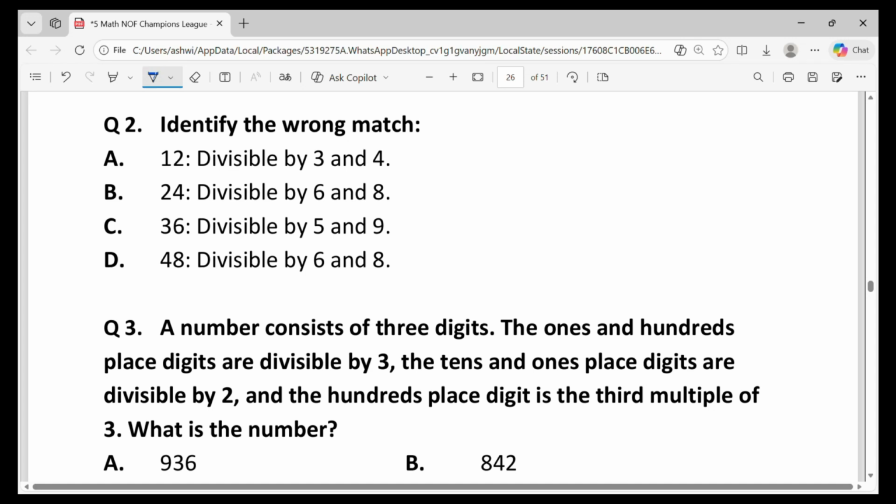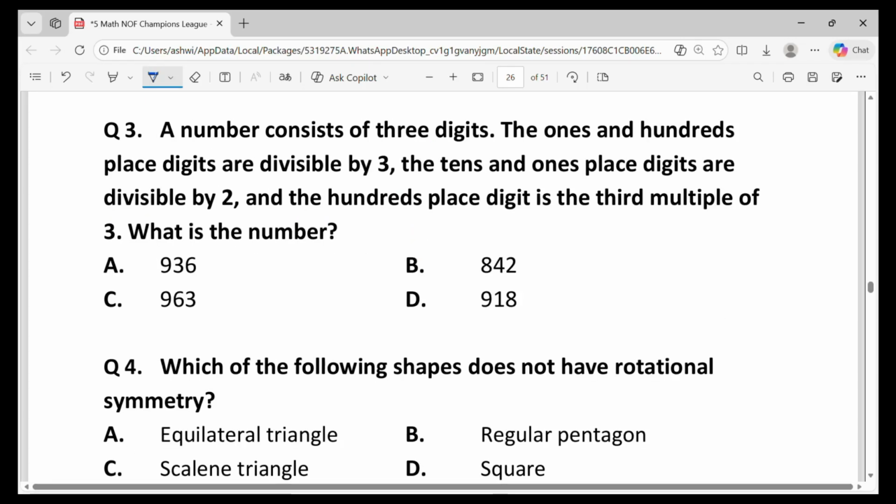Question 2. Checking all the options. A. 12 is divisible by 4 and 3. True. 24 is divisible by 6 and 8. That is also true. 36 divisible by 5 and 9. 36 is divisible by 9 but not by 5, so it is wrong. And 48 divisible by 6 and 8, which is also true. The answer is C.